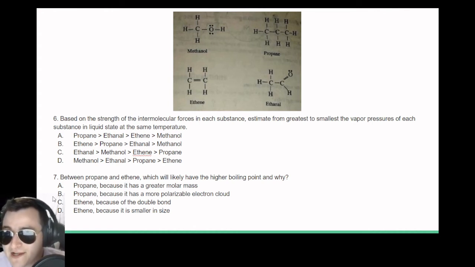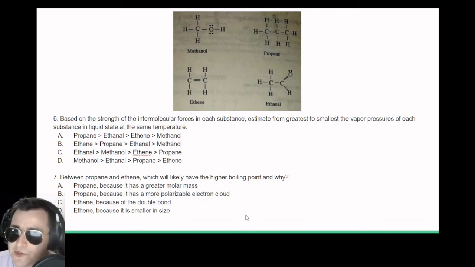It's looking juicy. But you should know that there's a difference between intra and inter. C, not valid. Or ethene because it's smaller in size. Like, man, that's looking real good. It's tough to grab it. It's so small. But no, ethene is not the answer. It's between A or B.